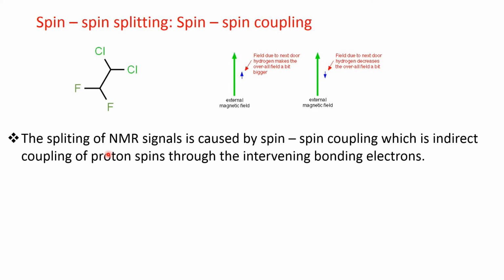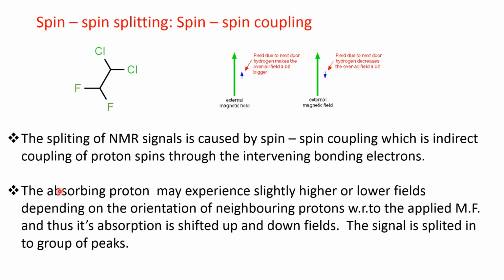So, splitting of NMR signals is caused by spin-spin coupling, which is indirect coupling of proton spins through the intervening bonding electrons. The absorbing proton may experience, as I just explained, slightly higher or lower field depending on the orientation of the neighboring protons with respect to the applied magnetic field, and thus its absorption is shifted upfield and downfield. The signal is split into a group of peaks.